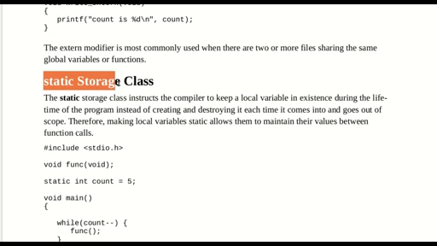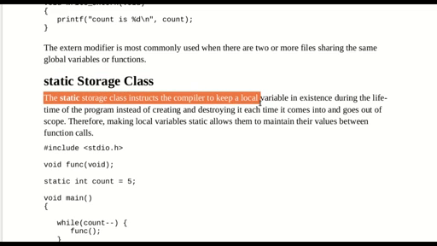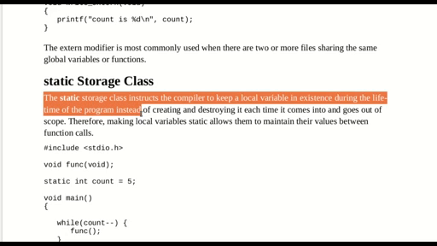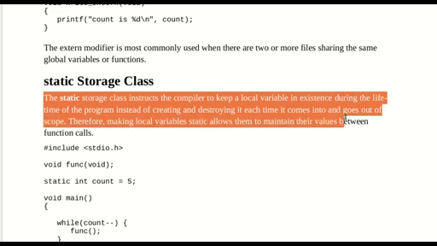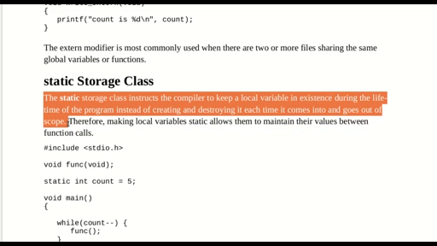The static storage class instructs the compiler to keep a local variable in existence during the lifetime of the program instead of creating and destroying it each time it comes into and goes out of scope. So it's actually a local variable. From the definition you can see it is a local variable.